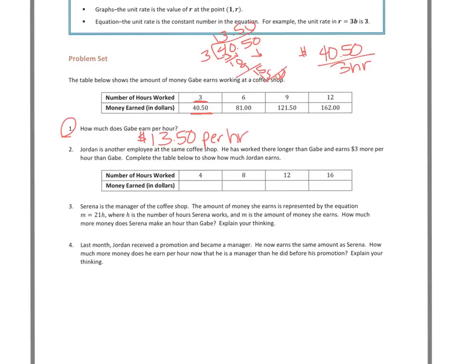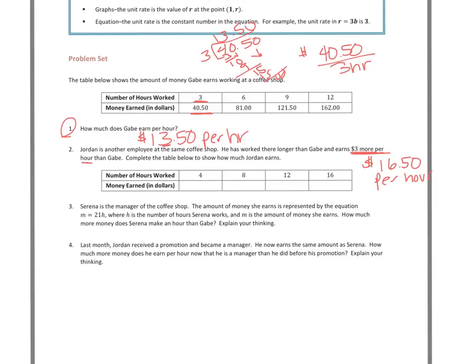2 says Jordan is another employee at the same coffee shop. He has worked there longer than Gabe and earns $3 more per hour than Gabe. So if I know Gabe earns $13.50 per hour, $3 more is $16.50. And that's going to be per hour. I know it's $3 more per hour, so I'm just adding 3 to the dollar place.